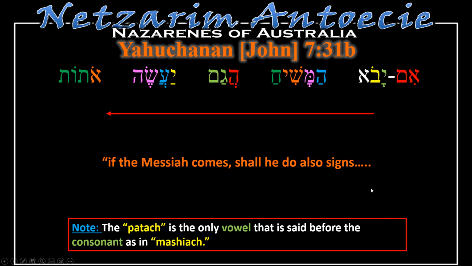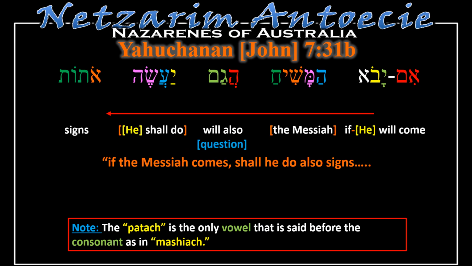So let us read that now. Im yavo HaMashiach hagam ya'aseh otot. If he will come, the Messiah, will also he shall do signs. Now you could say will also, or as a question, is it also that he shall do signs?